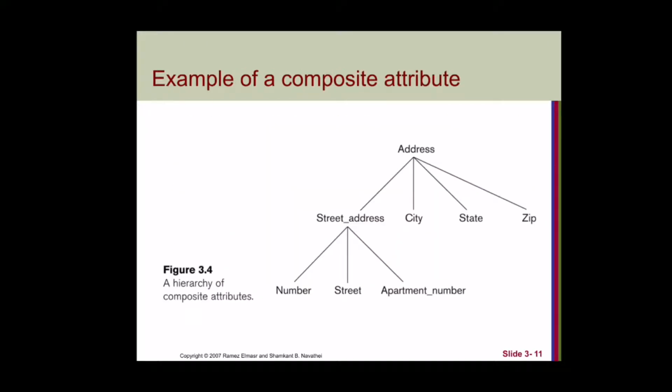This is an example of a composite attribute: address, right? Address is divided into street address, city, state, zip. Then street address is again divided into street number, name of the street, and apartment number.